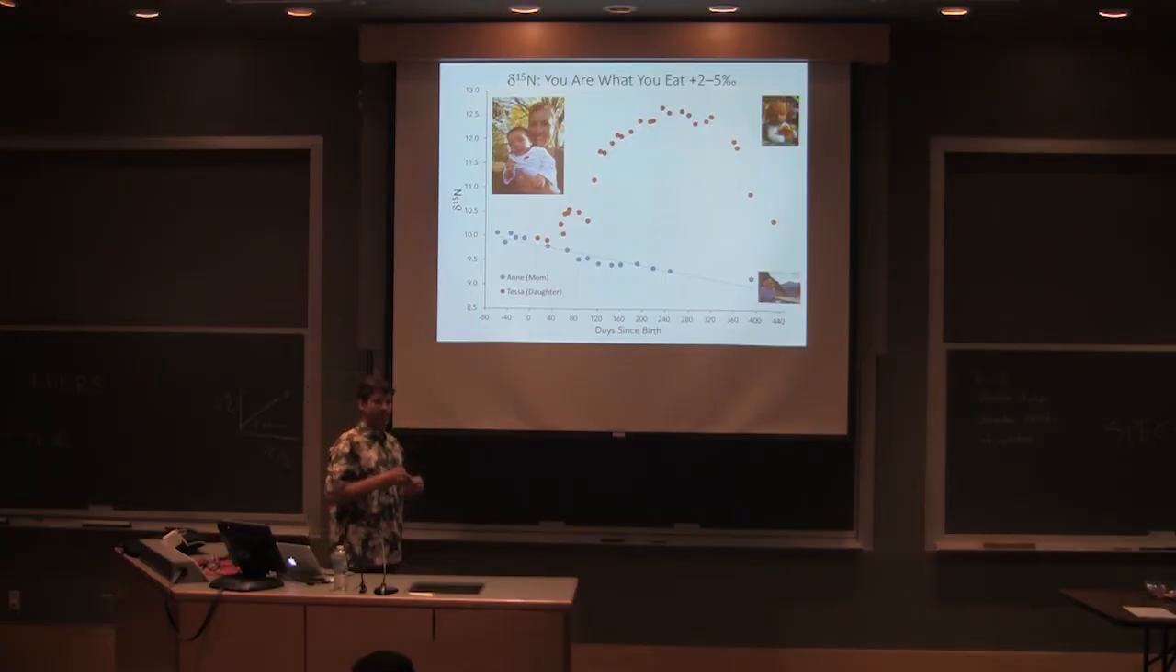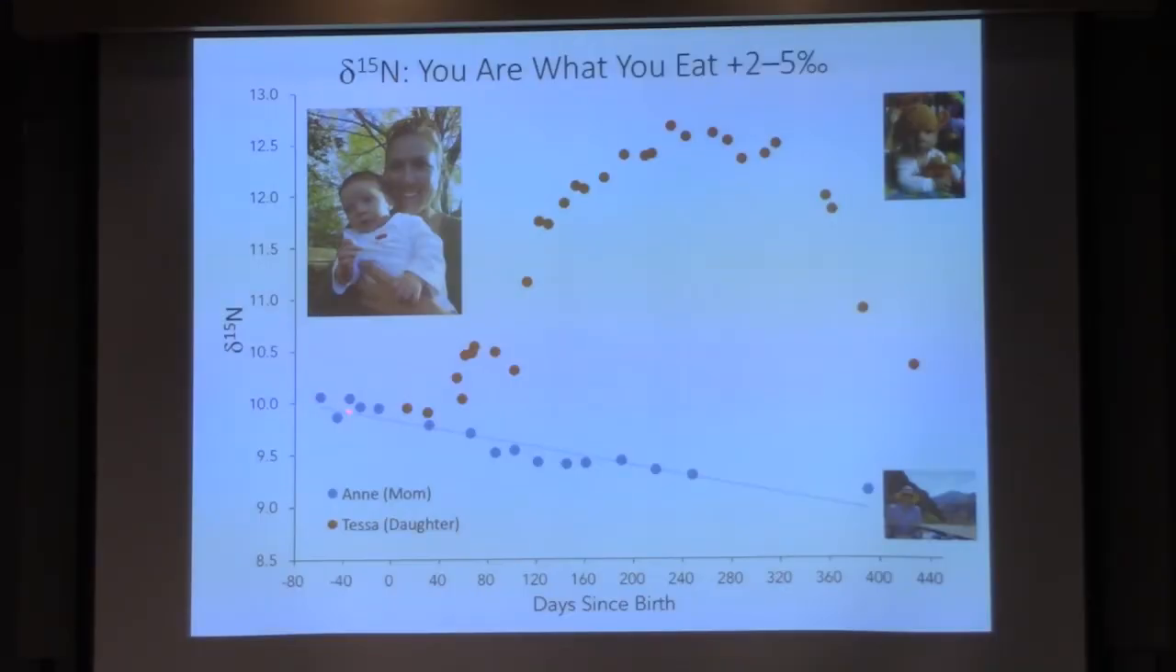So you guys are like, I can't believe you're doing experiments on your own family, but yes, you have to do experiments on your own family. So this is what nitrogen is over time. This goes out to 440 days. I can extend this now, because I'm still doing this experiment, probably will until Tessa goes off to college.